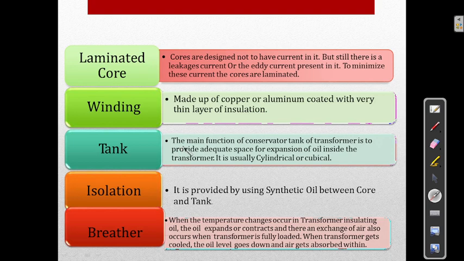The tank. The main function of the conservator tank of a transformer is to provide adequate space for expansion of oil inside the transformer. It is usually cylindrical or cubical. It is provided by using synthetic oil between core and tank.